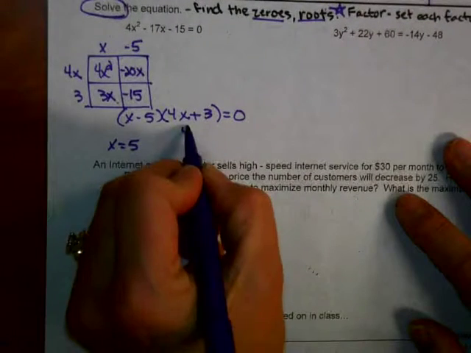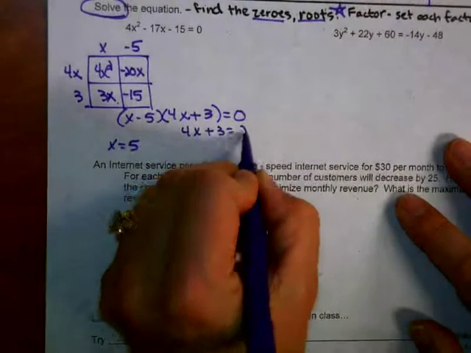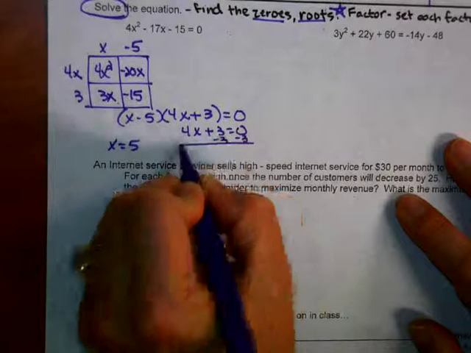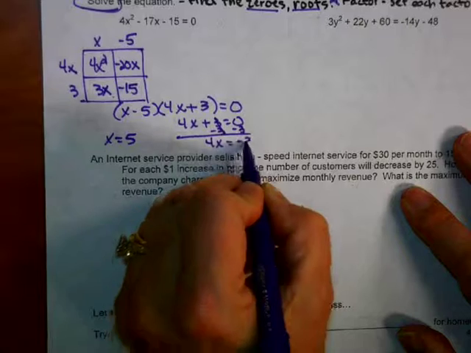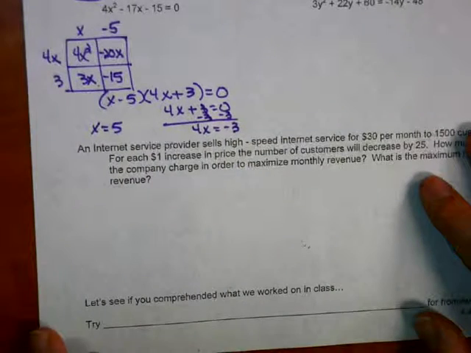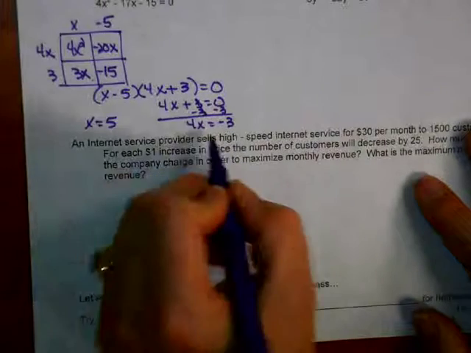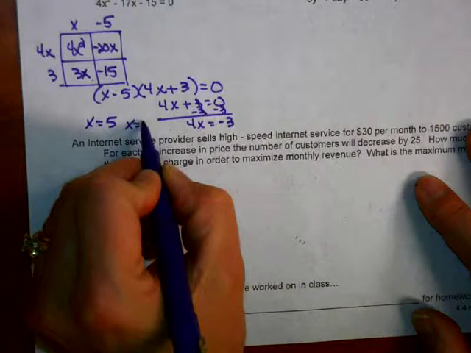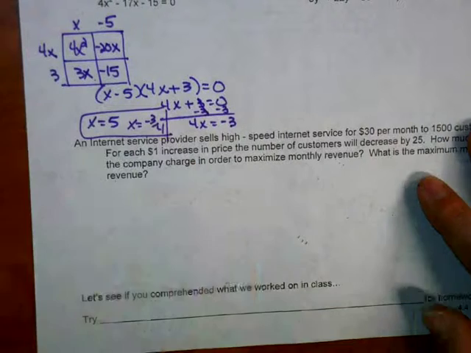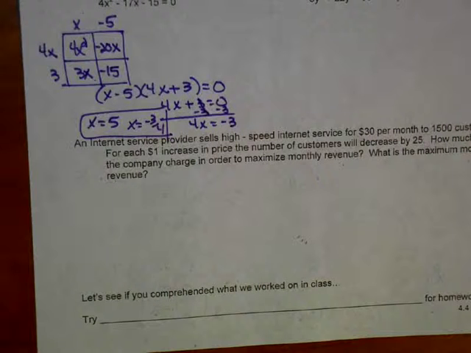Set it equal to 0 and solve for x so you don't screw up. 4x equals negative 3. Divide both sides by 4, so x is negative 3/4. They don't want to do that and then often get it wrong. Okay?